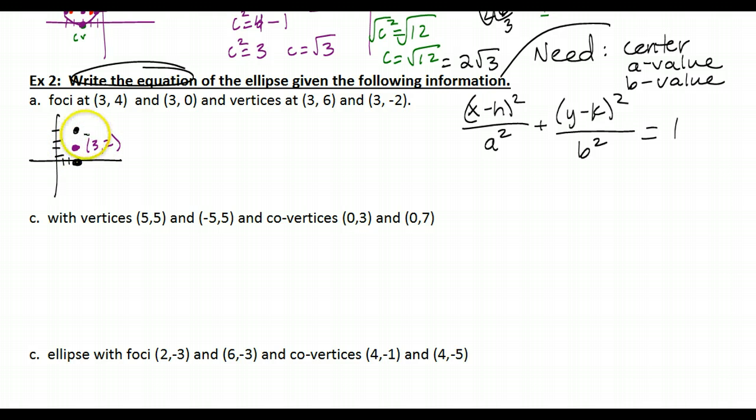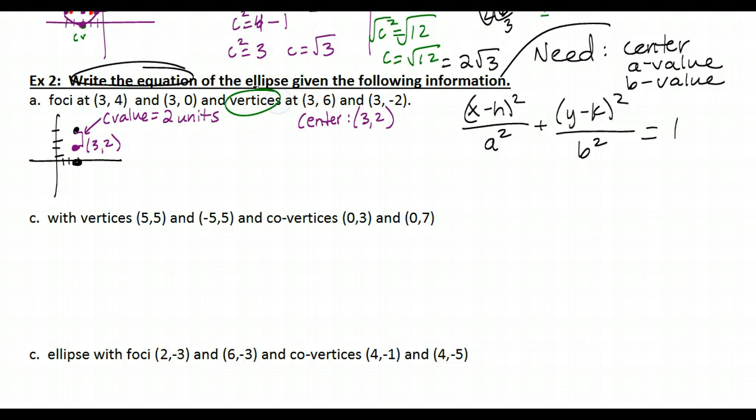And what I did is I found the halfway point of these two spots. I did it just by counting, honestly, because here is 2 units and here is 2 units. You could also use the midpoint formula, though, if you wanted to be more official about it. So I found out that my center is at (3, 2), and also that the C value is 2 units.